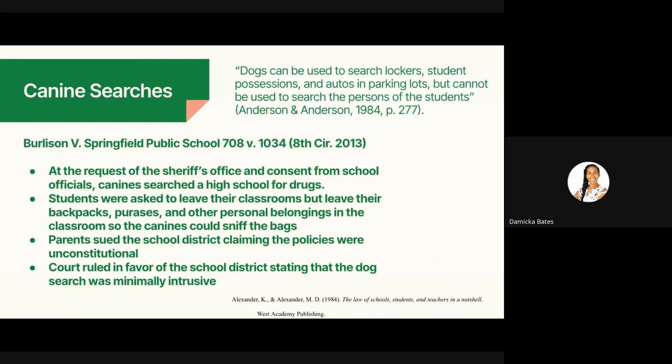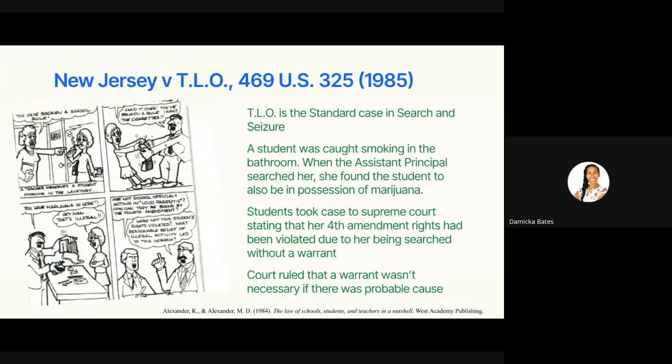There's also canine searches, where in this particular case, there was a report of drugs. Police officials brought in dogs, and they had all the students removed from the classroom and had the dogs search the bags. So when parents filed a case, the courts ruled in favor of the school district because they said the dogs didn't actually search the persons, they searched the items. And that is what they determined was minimally intrusive.